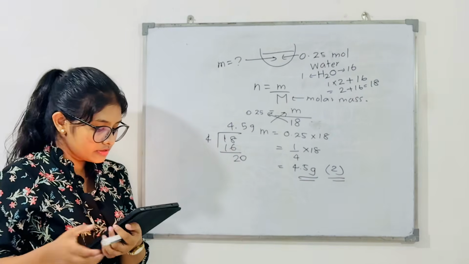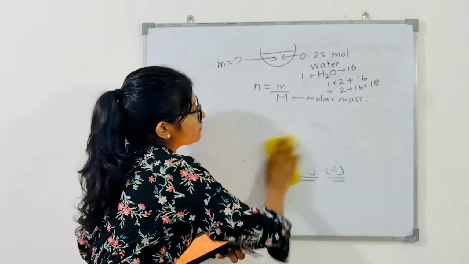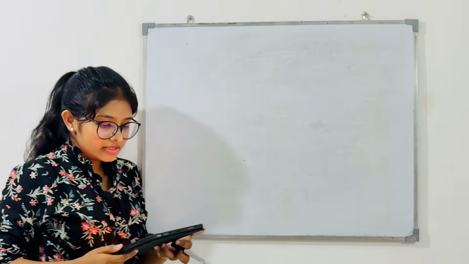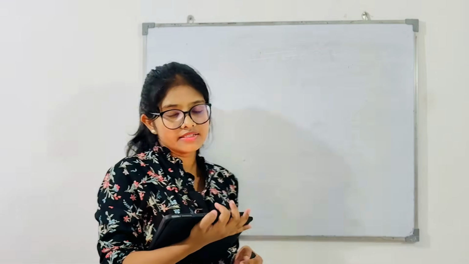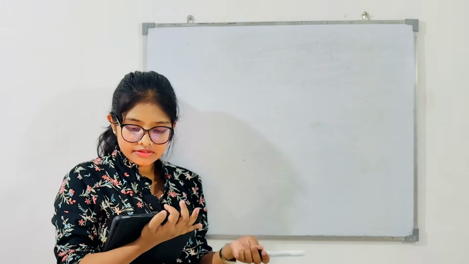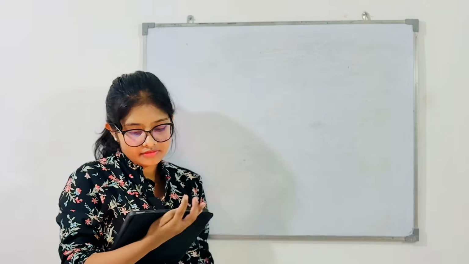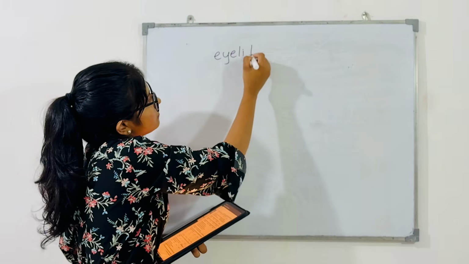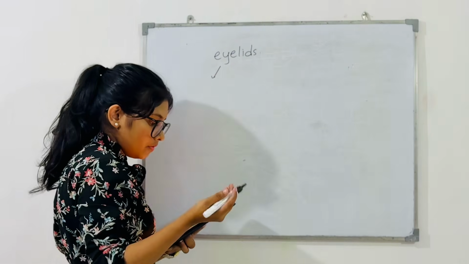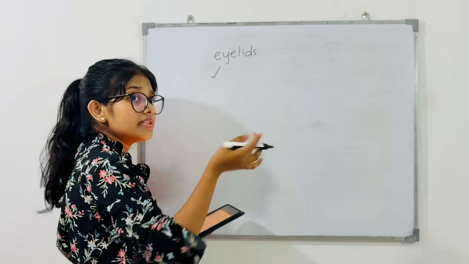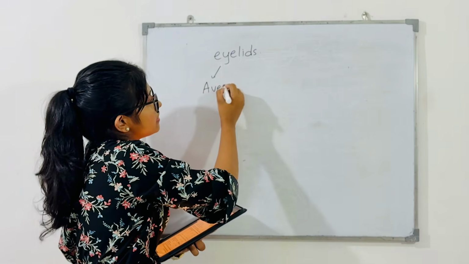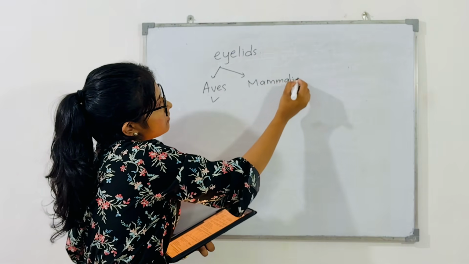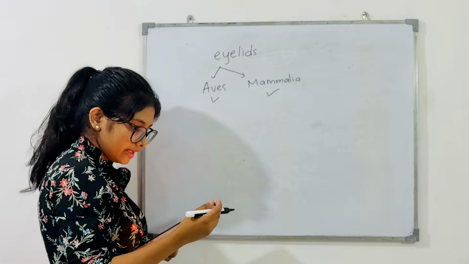And for the 12th question, select the response which contains features common to aves and mammalian. You need to select the features common to aves and mammalian. Let's see. Presence of eyelids. Do aves have these eyelids? Yes, aves means birds. Aves have. Mammalians? Yes, they also have those eyelids.